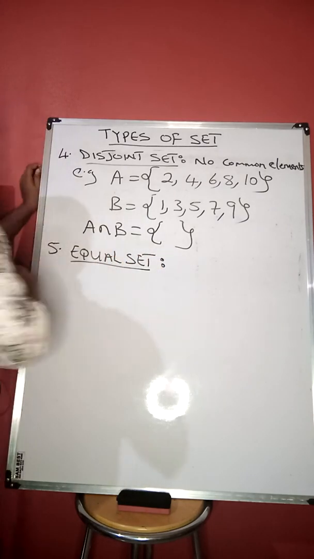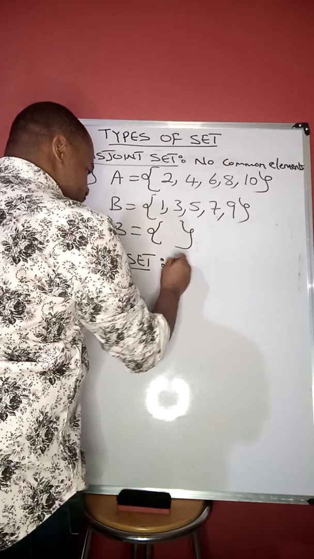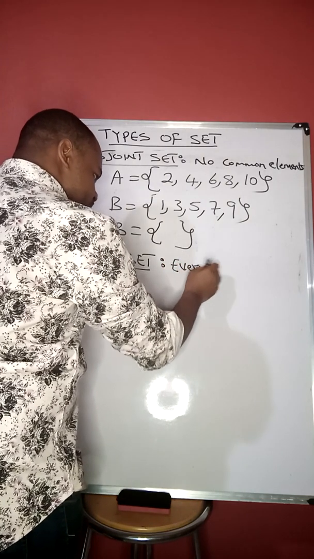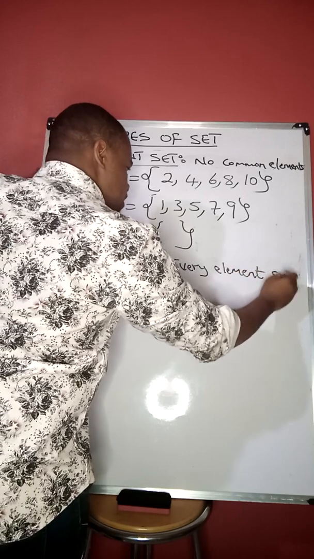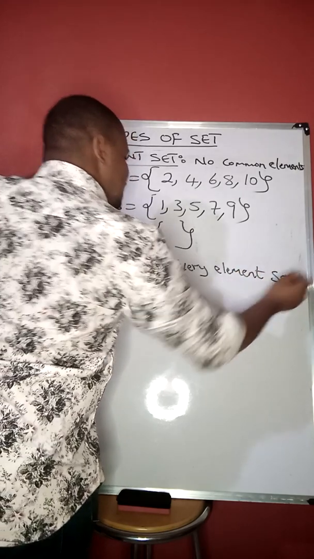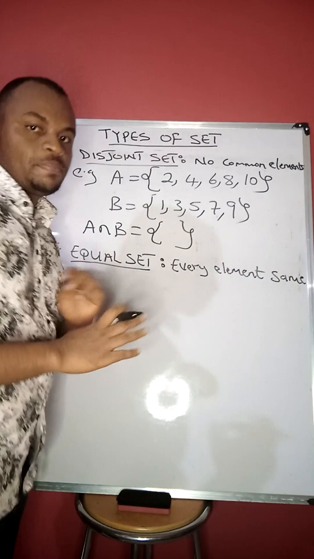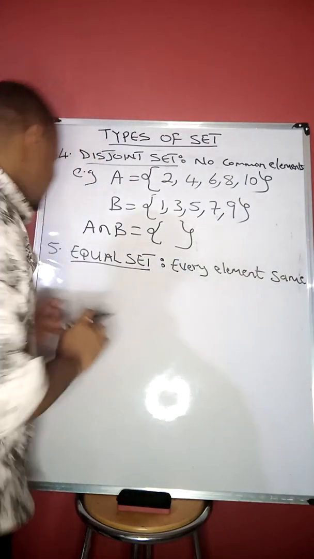An equal set is a set that has every element the same. It has every element to be the same, irrespective of arrangement. I will give you an example.